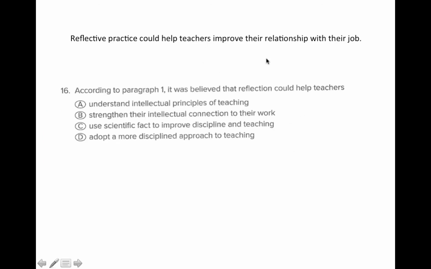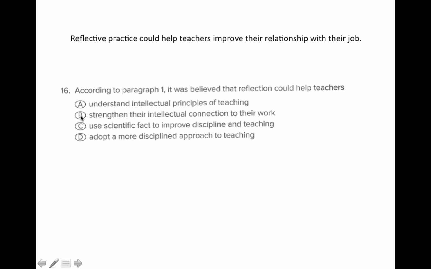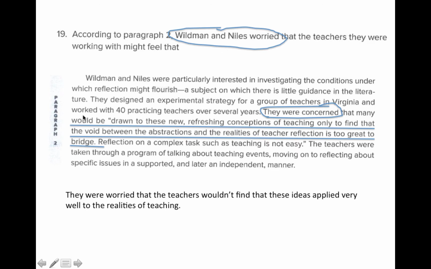Okay, again, my summary statement now I take to the answer. Which answer choice best connects to my summary statement? This idea of relationship with connection, improve with, strengthen. So B is the correct answer.